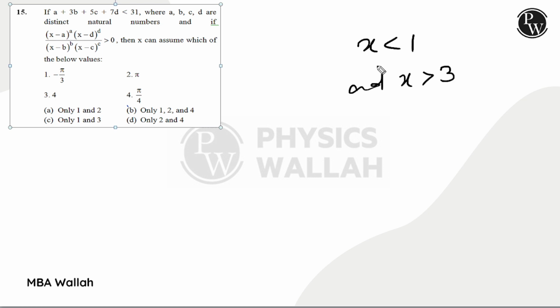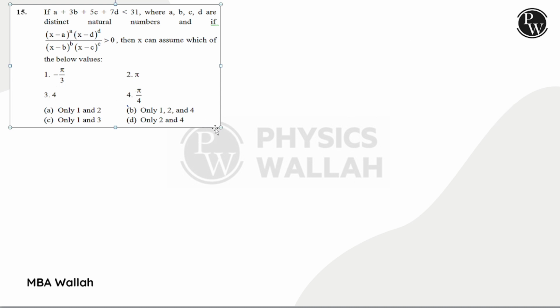Now you have to be very careful that x cannot be equal to 4, because if x is equal to 4, this term will become 0. So how many such values are possible? Minus pi by 3 is possible because it is less than 1. Pi is possible, 22 by 7 is possible. 4 is not possible. I just now mentioned pi by 4 is also possible.